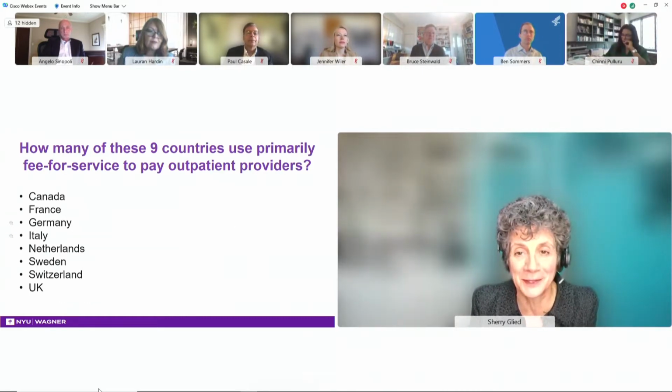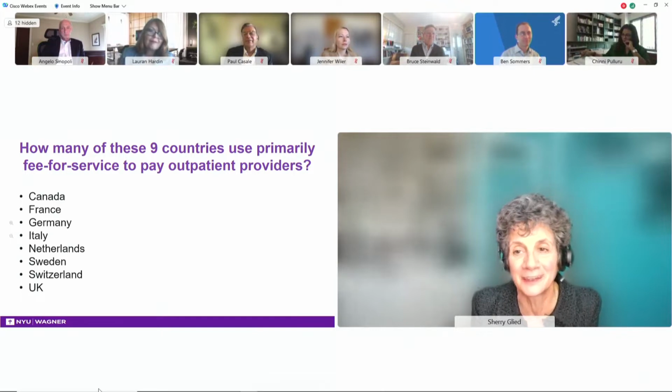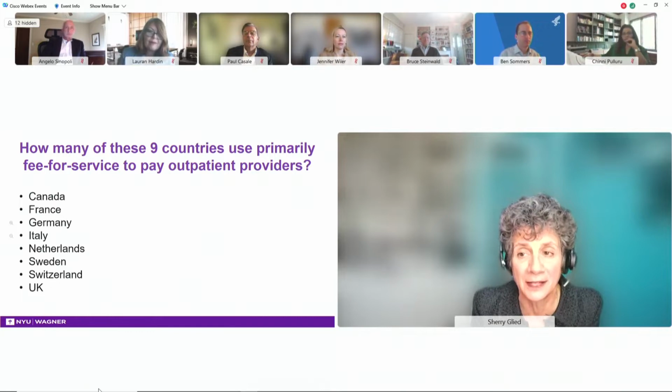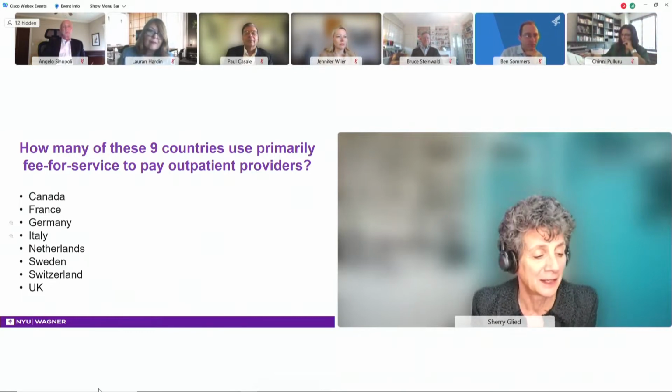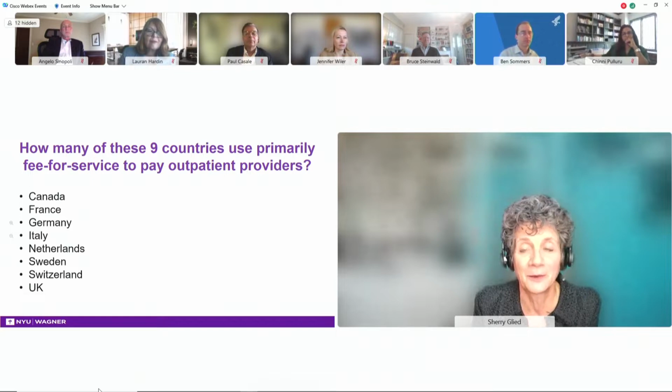So here's a good question for all of you focused on changing payment systems. How many of these 9 countries, which we might think of as our peer countries in healthcare, but who run their healthcare systems at much, much lower cost, right? We know this, and generally have higher quality outcomes. How many of them use primarily fee-for-service to pay outpatient providers, outpatient physicians? Anyone want to guess? Anyone? Write your own number down on the panel to see whether you're right.